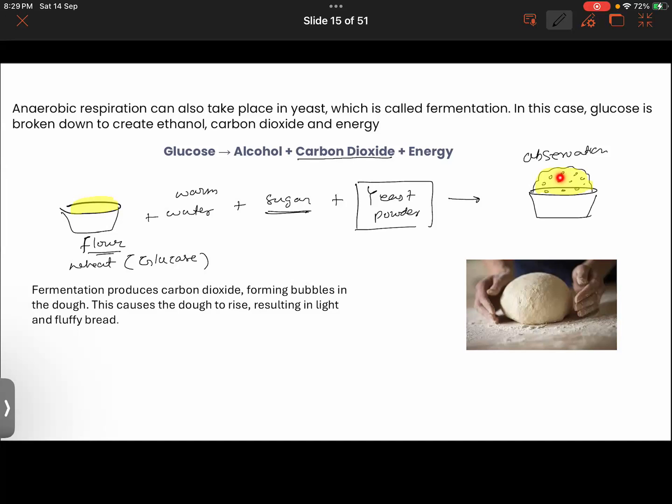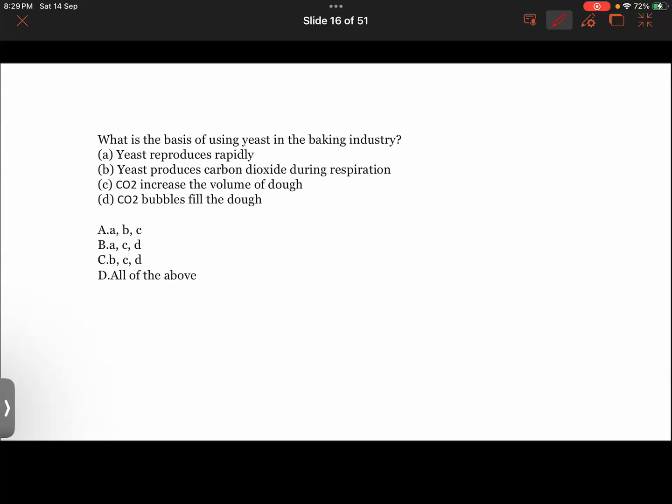Got this, Rizan? Yes. Okay, so this is the utilization of yeast, in fact. And this process is called fermentation. Fermentation is a process that converts glucose into alcohol, carbon dioxide, and energy, and this has some application also. It is used in the baking industry. Okay, so in the baking industry, yeast is used.